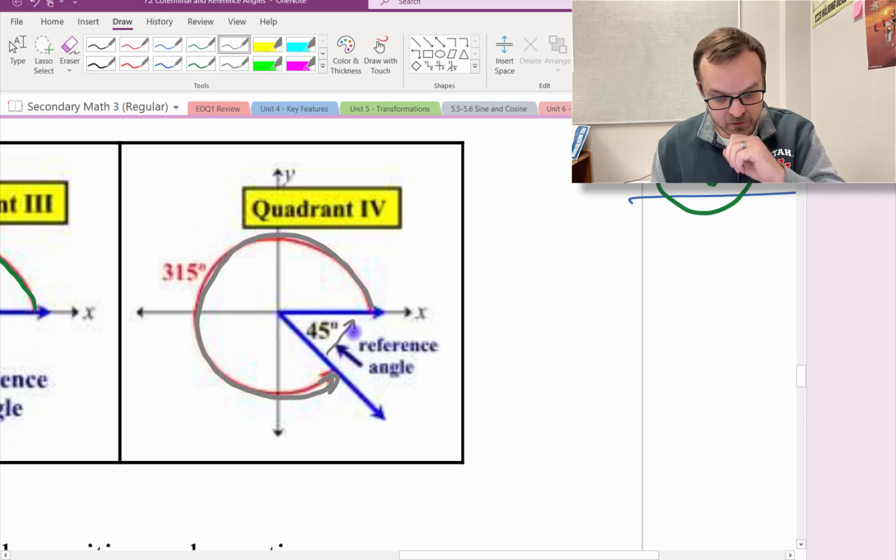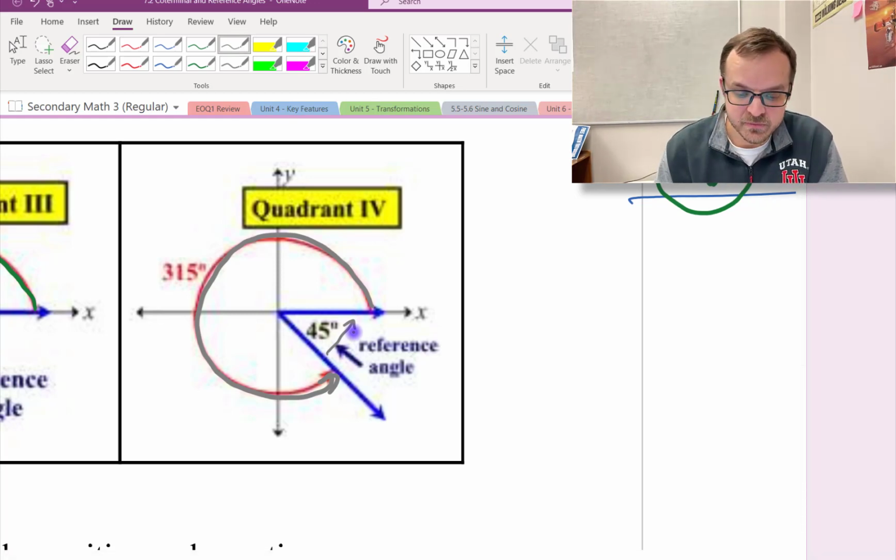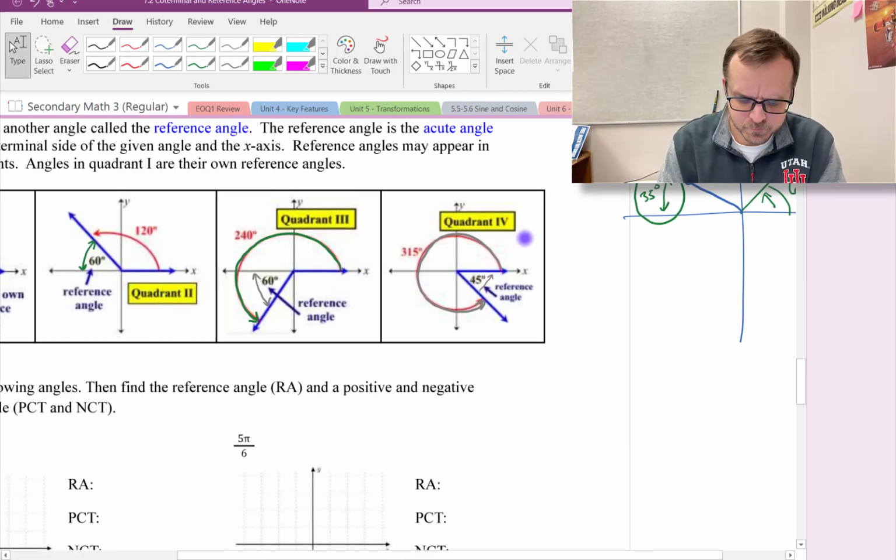In this case, because we're in the fourth quadrant, it's probably easiest to take the whole 360 minus the 315, which would give us the 45-degree reference angle.